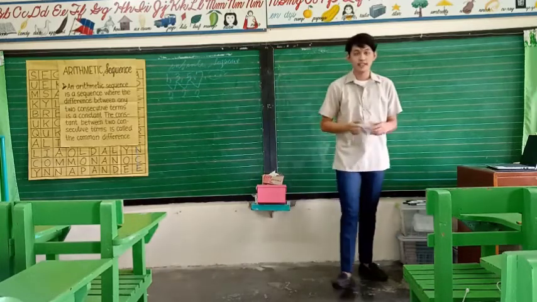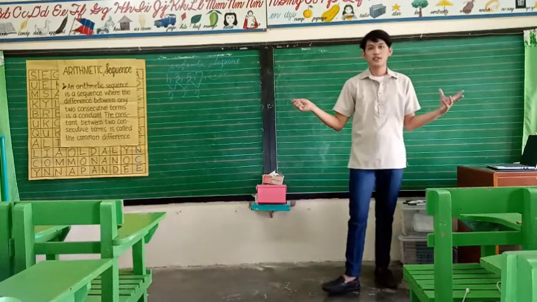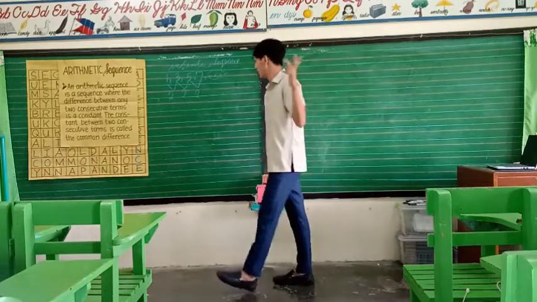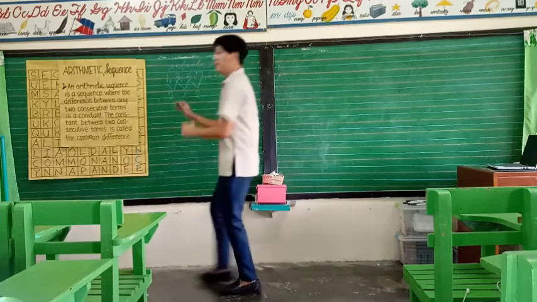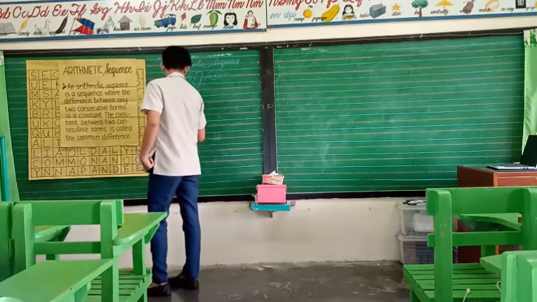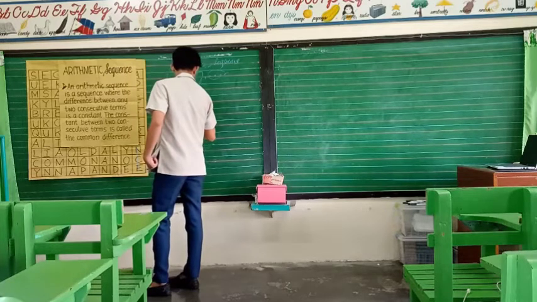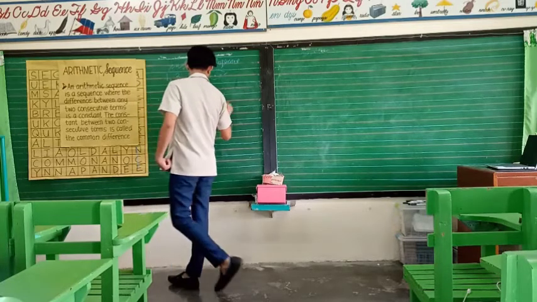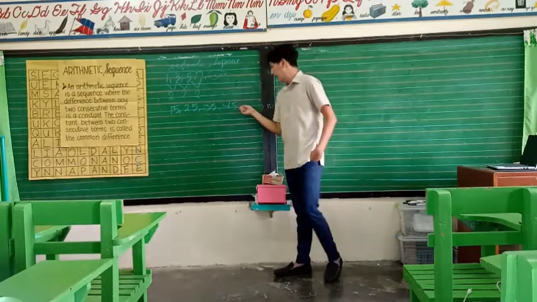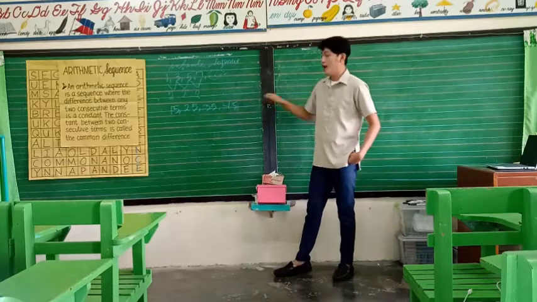So, do you understand, class? Yes, sir. Do you have any questions? None, sir. Okay, very good. I'll give you the next example. We have 15, 25, 35, and 45. As you can see, this sequence doesn't have three dots at the end.